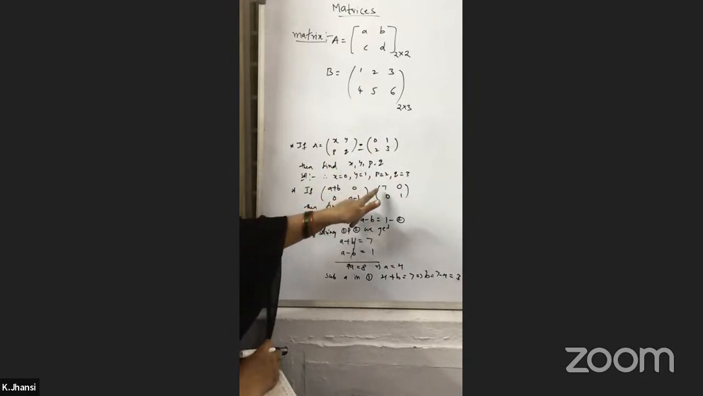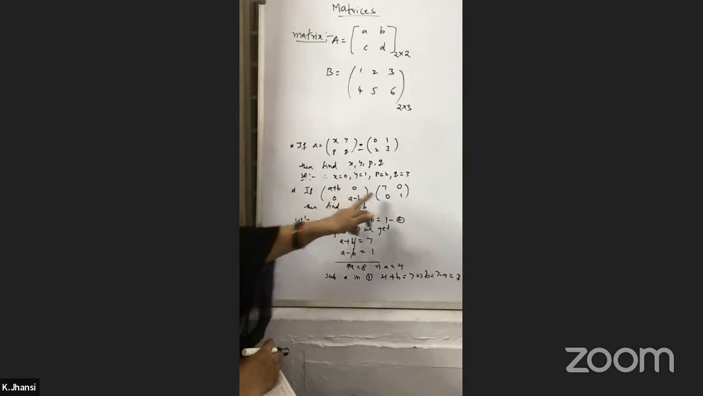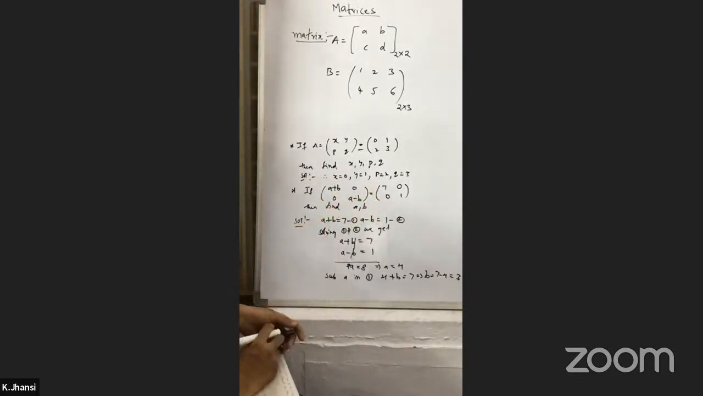But here, in place of that element, it has given A plus B and A minus B. So when you equate these two corresponding elements, you will get the A and B values. Okay. So this is also simpler. You will get it for the 5 marks questions. And next we have the concept of the symmetric matrix.